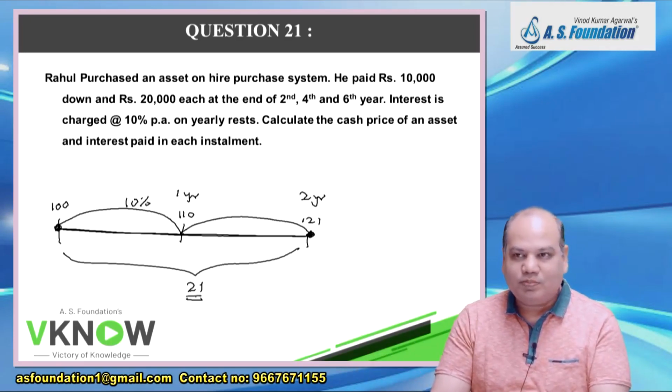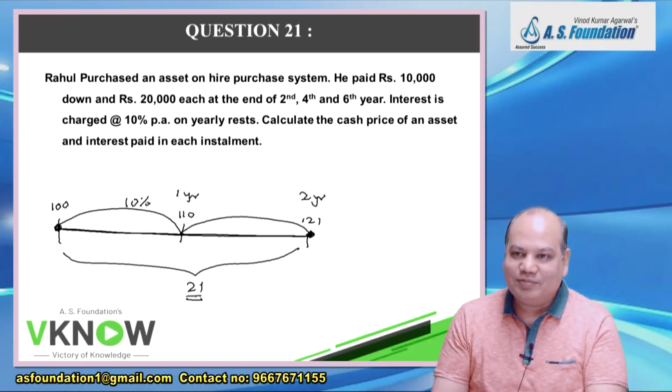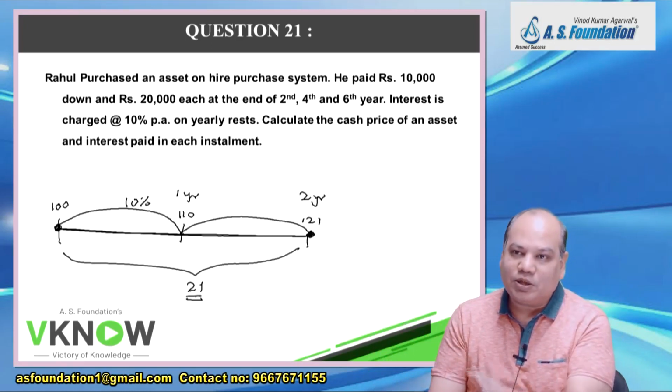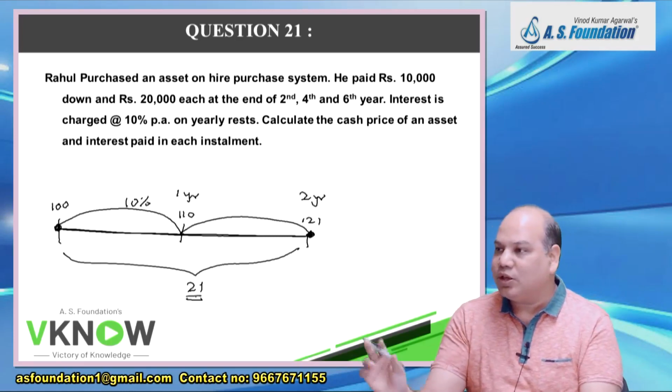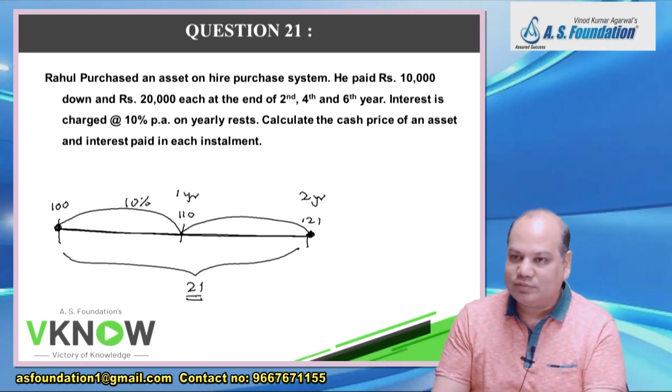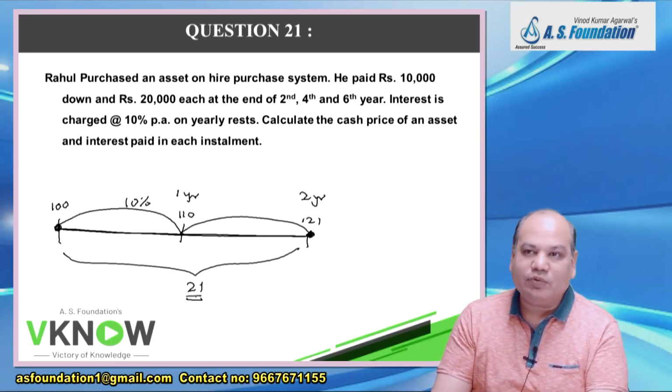10 plus 10 plus 10% of 10. Previous was 10 plus 10. This time it is 10 plus 10 plus 10% of 10. So total interest included in the installment is 21. So this time for calculating the interest amount, you will take 21 by 121. The interest will be 21 by 121 of the gross sum.